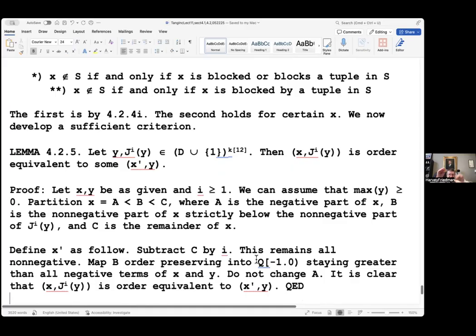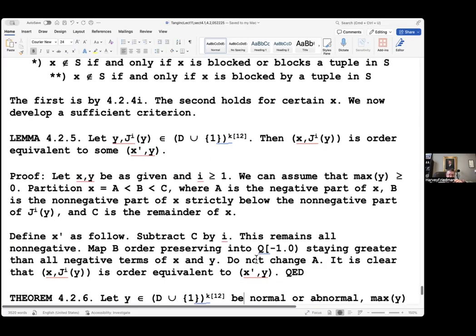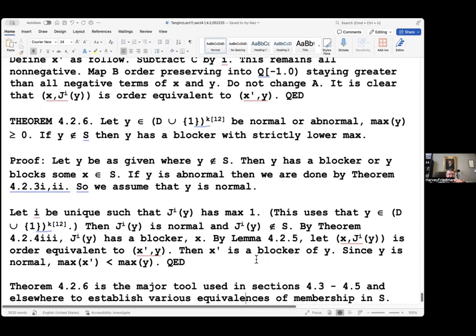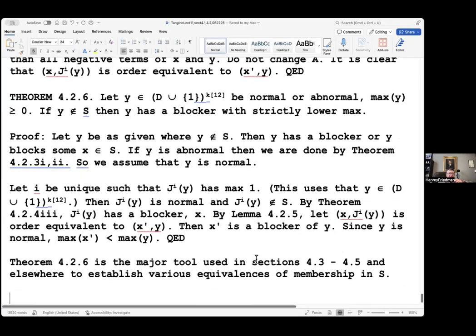Okay. Just stick it in that gap between the negative stuff in X and Y and 0, and don't change A at all, the negative part of X. And now it's clear that X, J, I, Y is order equivalent to X prime Y. All right. So now we have the last thing I want to say, which is this.